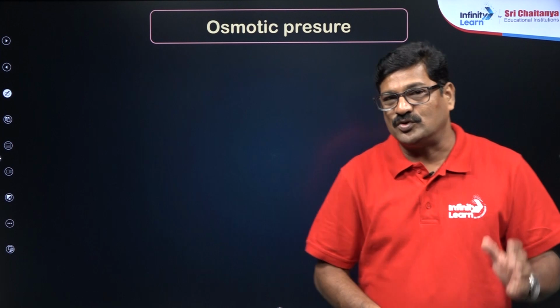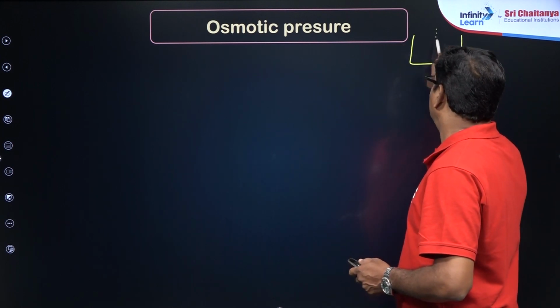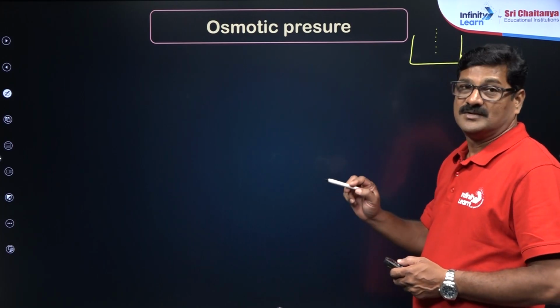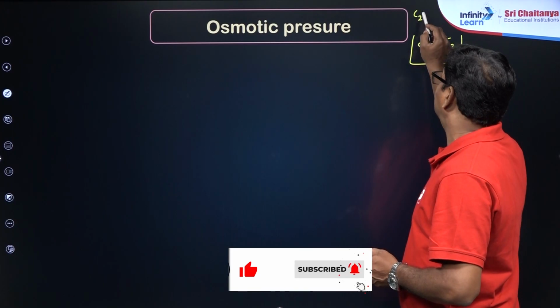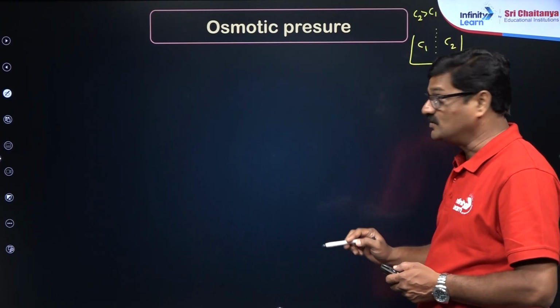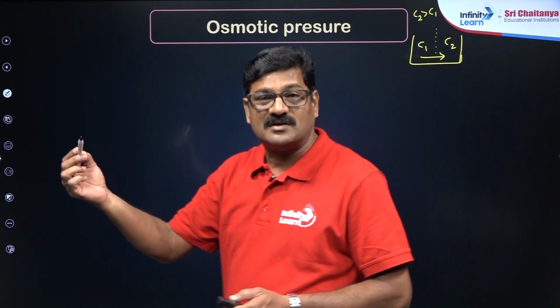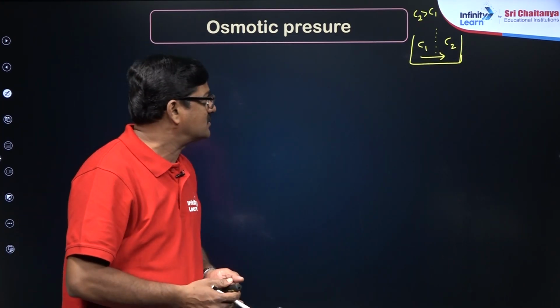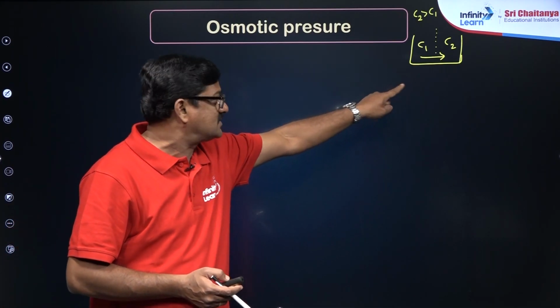So, what happened during osmosis? Osmosis can happen when a semi-permeable membrane separates two solutions of C1 and C2. As the concentration of C2 is greater than the concentration of C1, the solvent is going to move from lower concentration to higher concentration. That phenomenon is called osmosis.